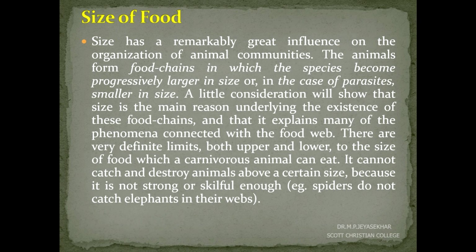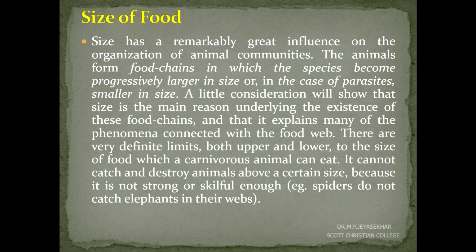The size of the food has a great influence on the organisms of the animal community. The animals form food chains in which the species become progressively larger in size. In the case of parasites, they are very small in size. Size is the main reason underlying the existence of these food chains, and it explains many of the phenomena connected with the food web.